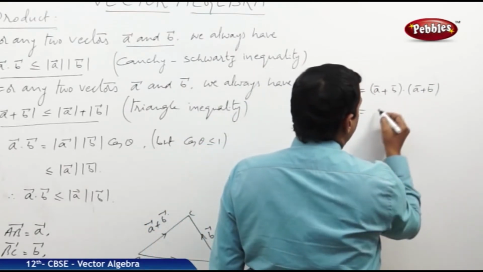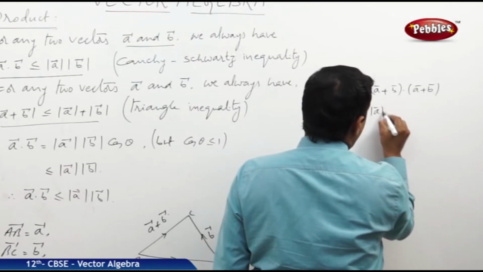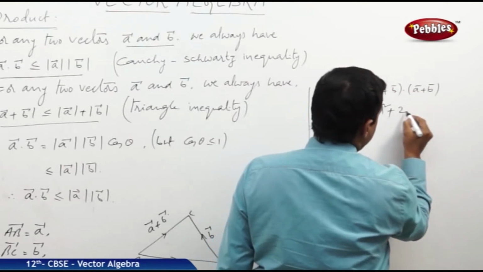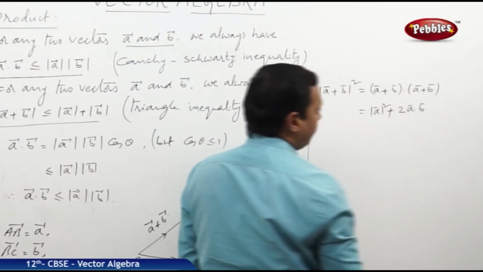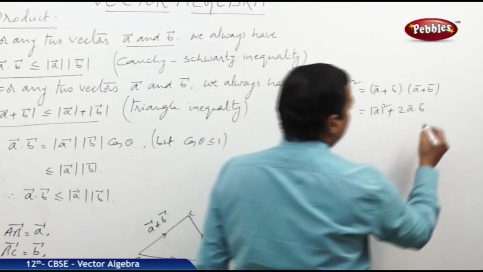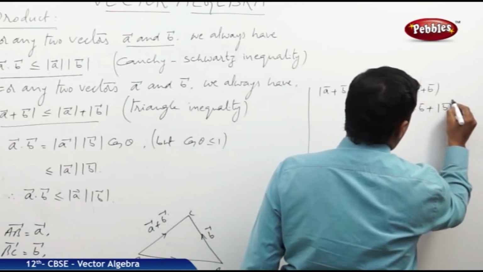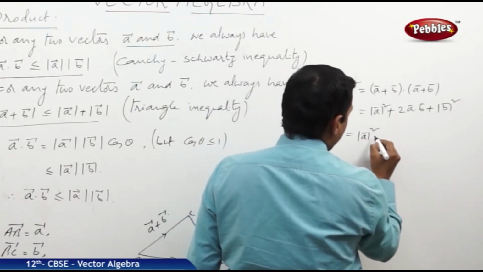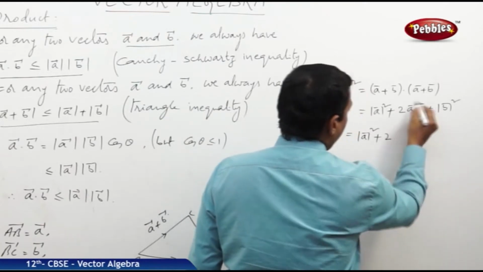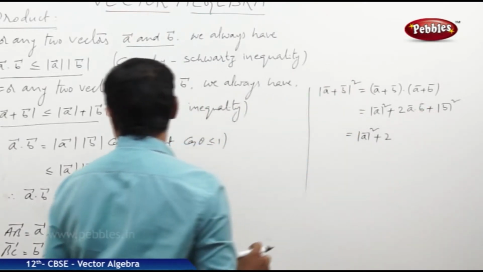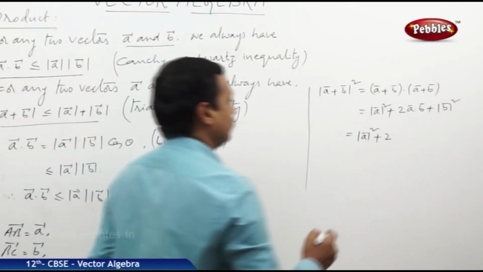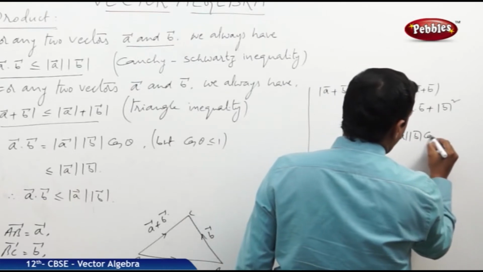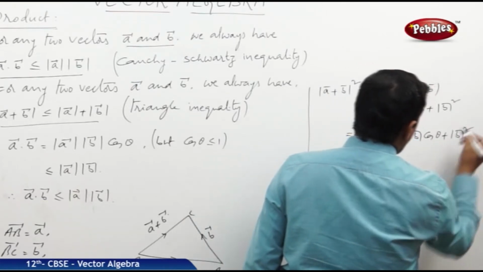Now, by distributive property, it is mod a square, a dot a, plus a dot b, plus b dot a, same as a dot b. Hence, it is 2 times a dot b, plus b dot b, which is mod b square. Now, this is modulus of a square plus 2 times a dot b, and a dot b is mod a mod b cos theta, plus mod b square.